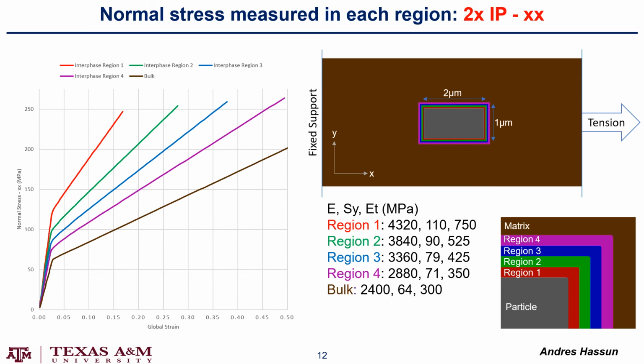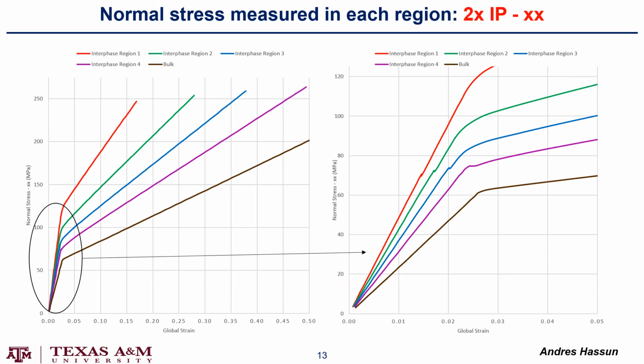Now we have 2 times the modulus of the interface, so the peak condition of the interface region is 2 times the modulus of the bulk. We can see that each region starts having its own distinct line in the graph, and we can get a zoomed in portion here of the elastic region, and again we can see that there is separation between these lines as there is an effect going on other than the stress concentration.